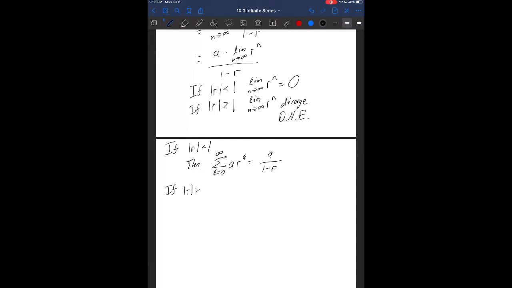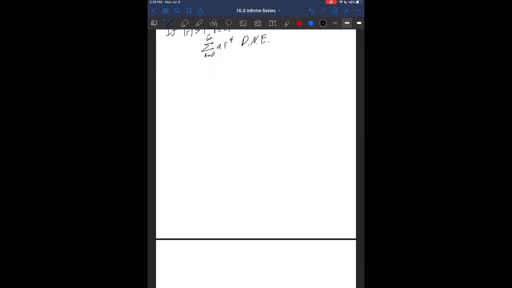Now, if the absolute value of r is greater than 1, and actually in this case we have r equals -1 as well, we know that this limit does not exist. So if r is greater than 1 or r equals -1, the sum from k equals 0 to infinity of a r to the k does not exist. It diverges. So the only case we have left is this pesky case where r equals 1, but this turns out to not be too bad to deal with.